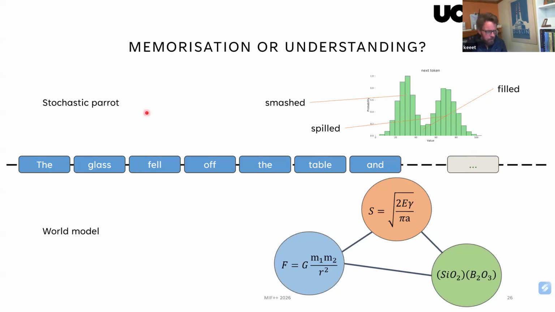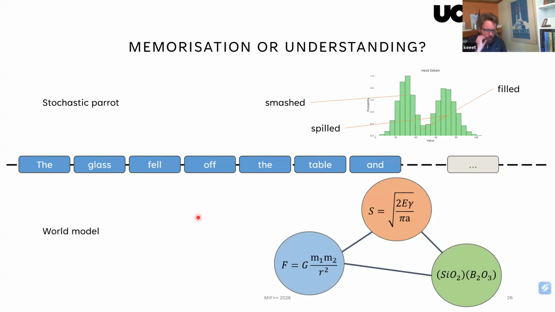If you're on the stochastic parrot side of the argument, you say, well, it's just learned the distribution of all the tokens, and smashed is the most likely one, and maybe spilled is also relatively likely, but filled is very unlikely. It just draws from this distribution. These are just correlations, and it'll predict a word based on that.